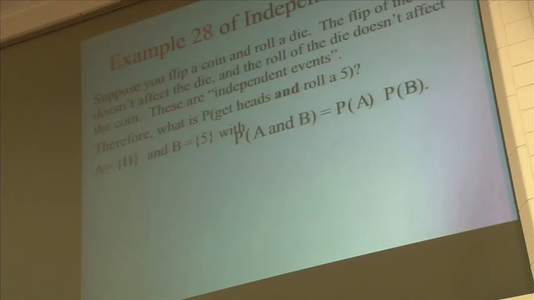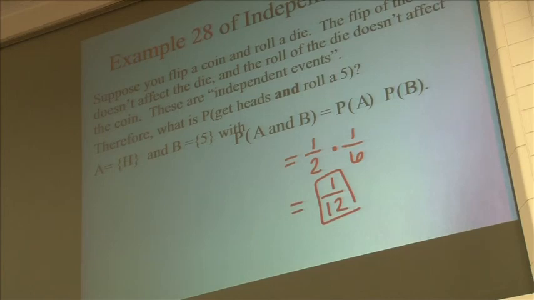Here's an example. Flipping a coin and rolling a die. Flipping the coin has no effect on what's going to happen when you roll the die. They are independent. What is the probability that you get a heads and roll a 5? So the probability that you toss heads is 1 out of 2, times the probability that you roll a 5, 1 out of 6. Since these events are independent, they have nothing to do with each other, you just multiply them together, the probability is 1 out of 12. Yep, 2 times 6.